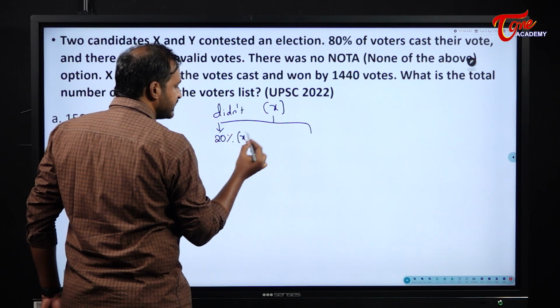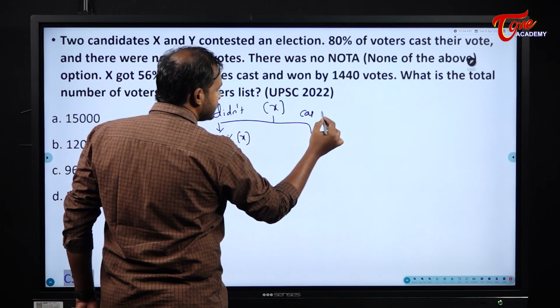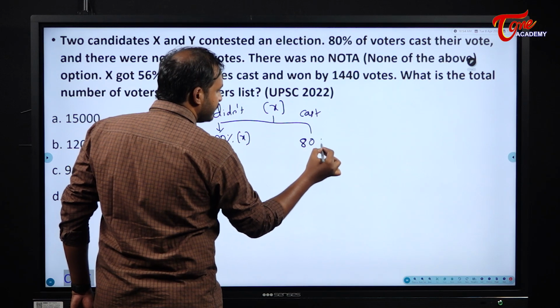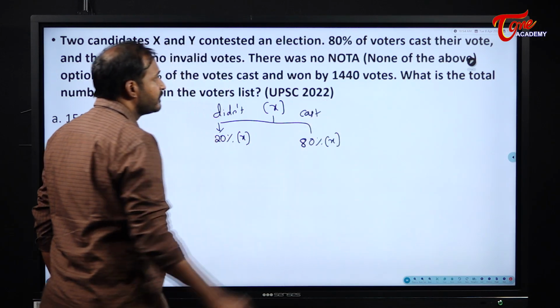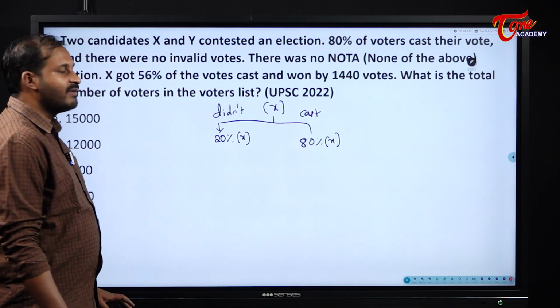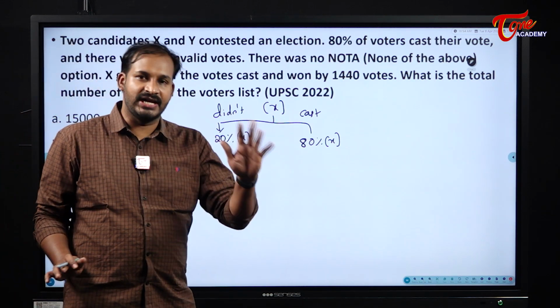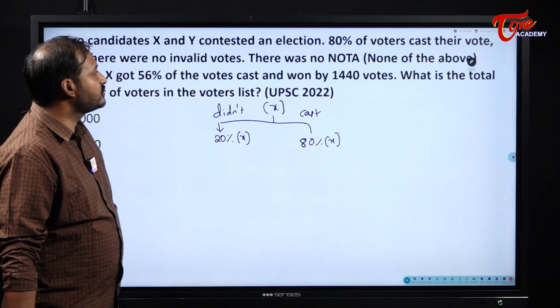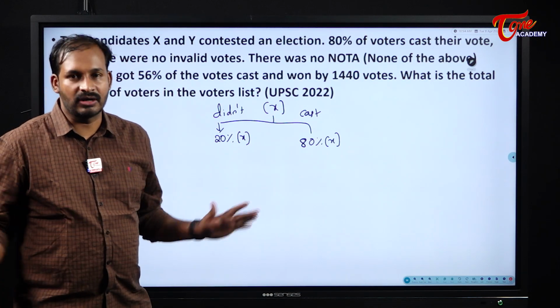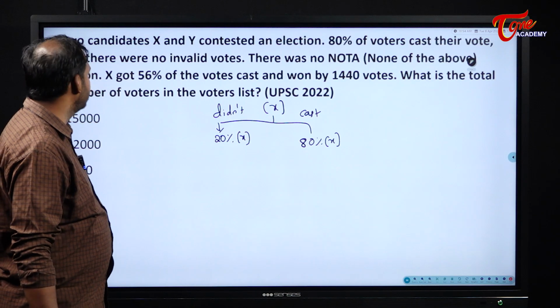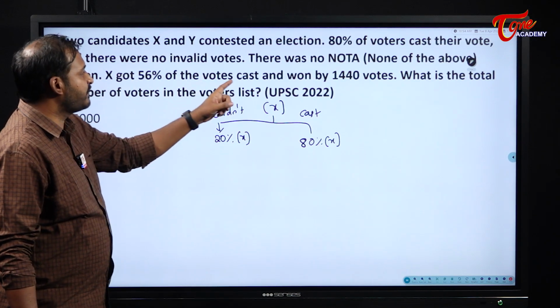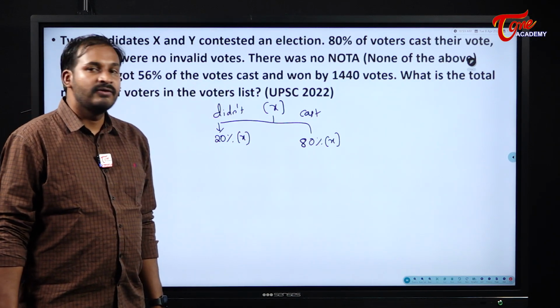20% of X didn't cast their votes. That means the people who cast their votes are only 80% of X. Okay, good. Next, there were no invalid votes. That means he is not speaking about invalid votes. All the 80% votes are valid now. Okay, next. There was no NOTA. NOTA was also not there. Very clearly they mentioned it. X got 56% of votes cast and won by 1440 votes.